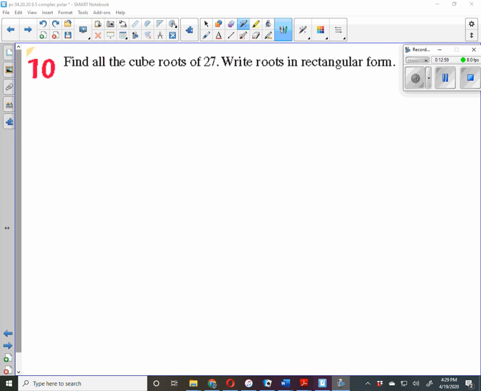Number 10 says find all cube roots. So right there, we already know that k equals 0, 1, and 2. All cube roots of 27. Then it says write the roots in rectangular form. So when we're done, we've got to convert from polar back to rectangular.